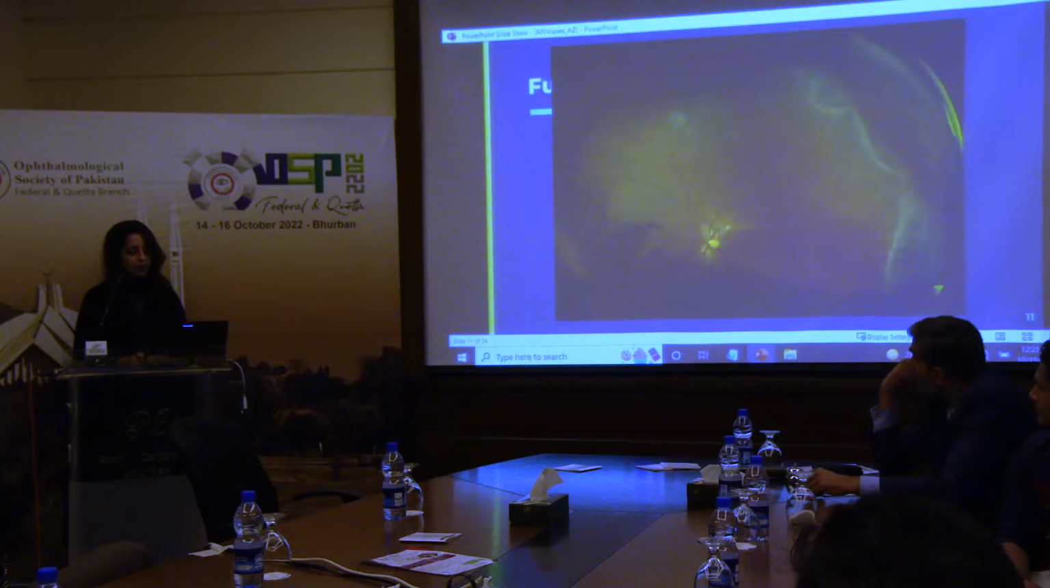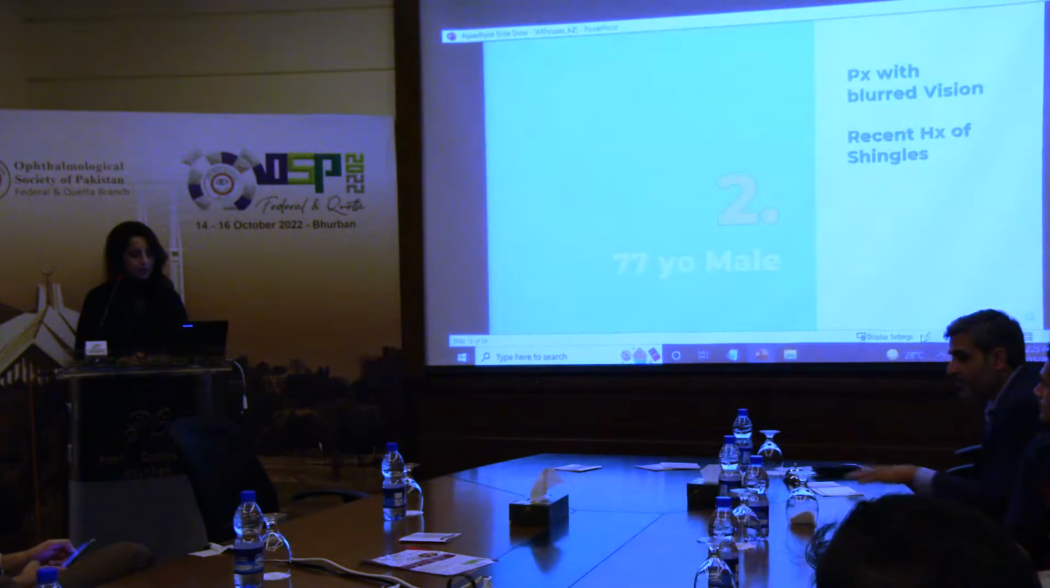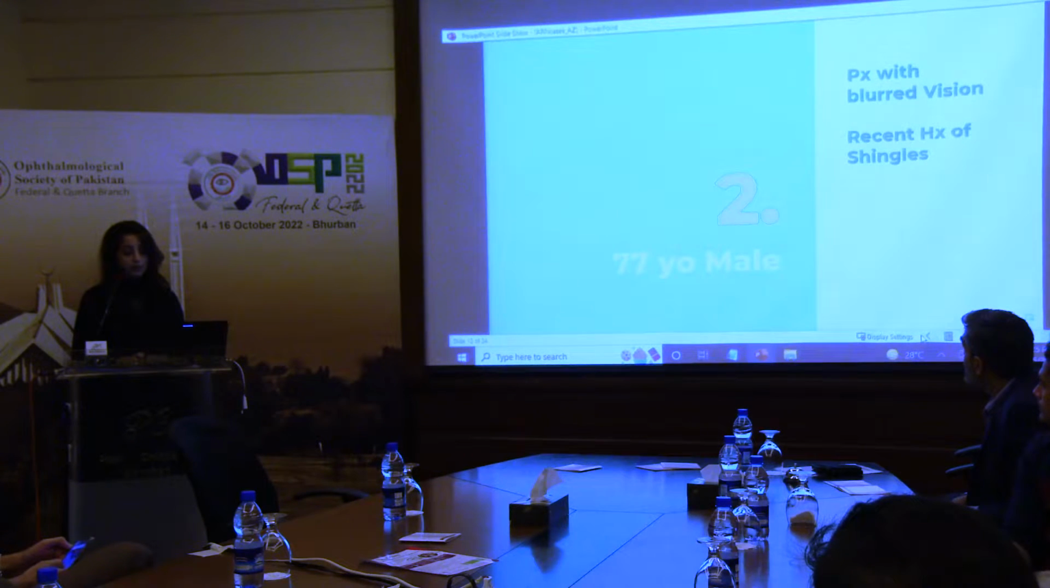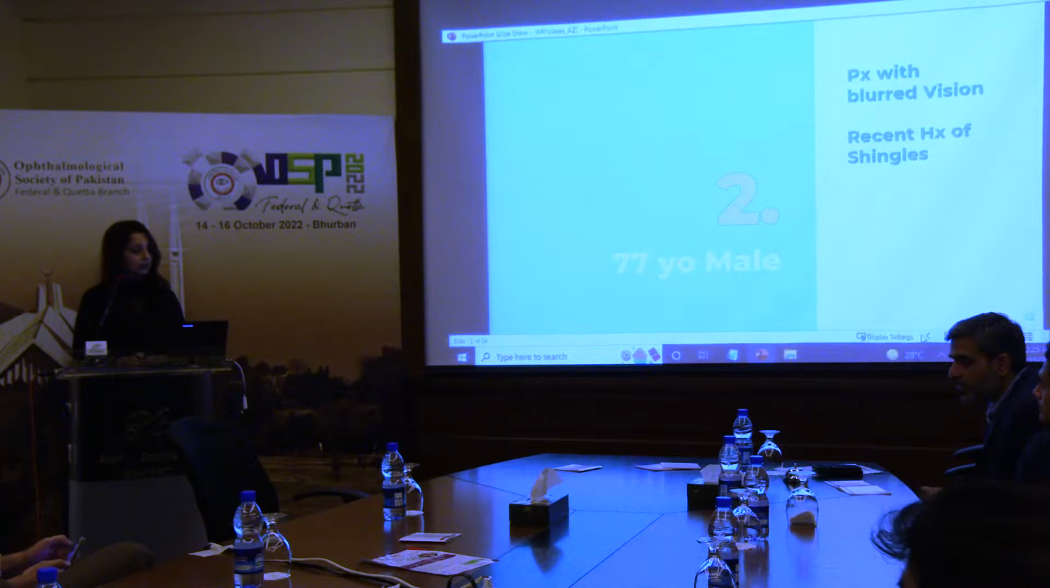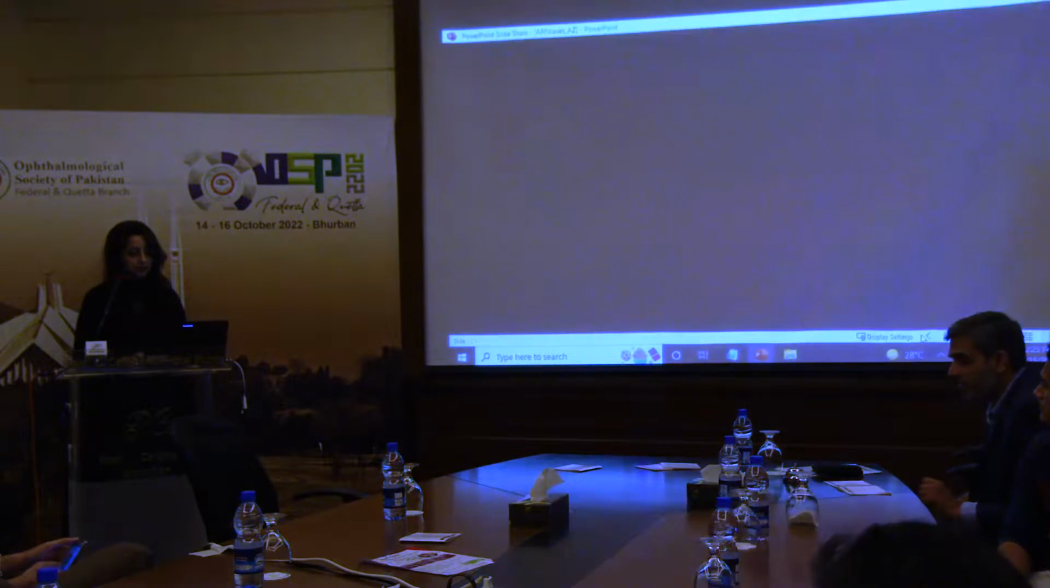So this is the patient's picture after 6 months. For 4 months he was continued on the valacyclovir, and 6 months later you can see that his retina is still attached, and the lesion has not progressed centrally, and there seems to be some subretinal fibrosis. Our next patient was a 77-year-old male who presented with blurred vision unilaterally and had a recent history of shingles.